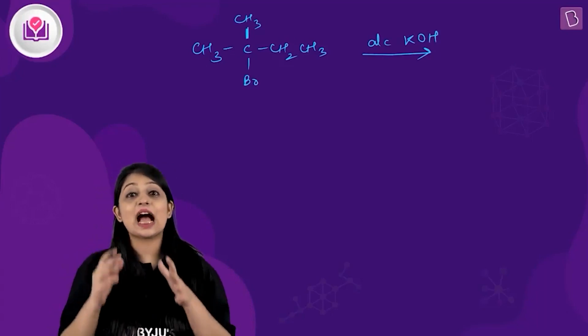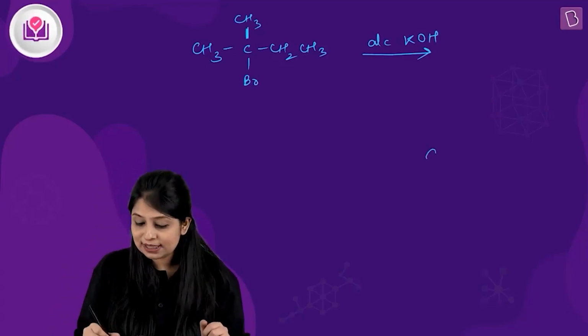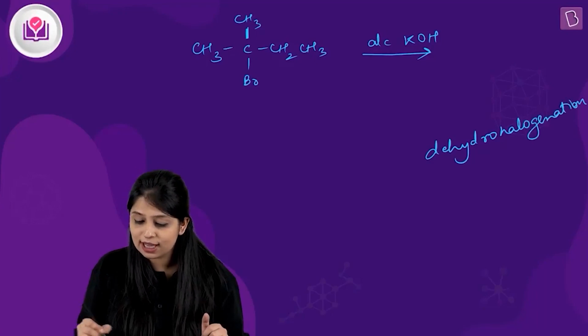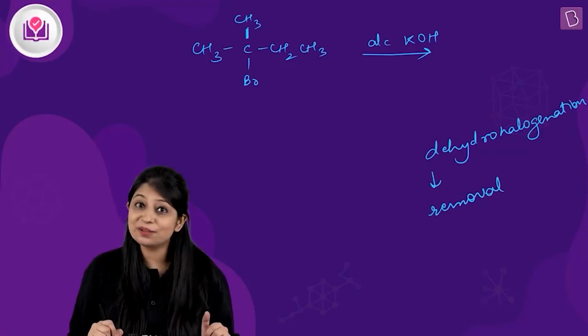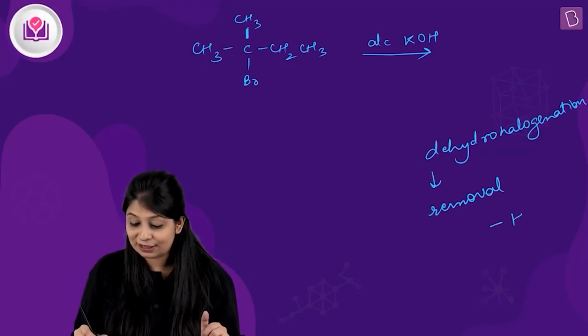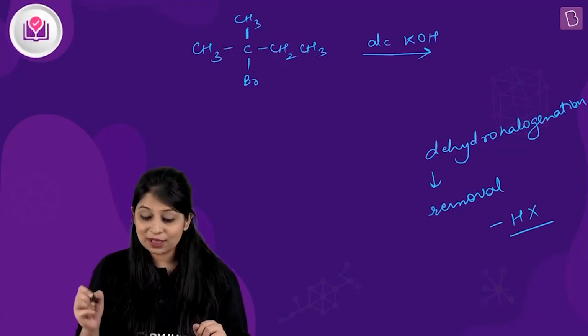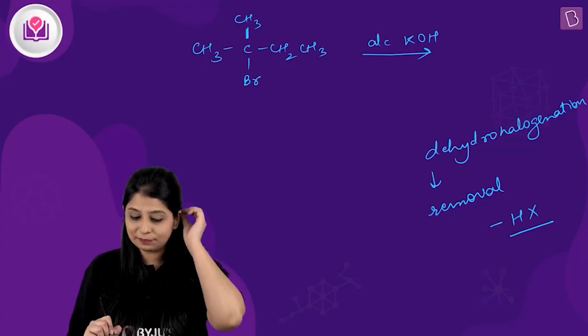Well, this is the reaction for the preparation of alkenes, and this undergoes dehydrohalogenation. What do we mean by dehydrohalogenation? De means removal. And what are we removing? We are removing hydrogen and halogen, that is HX, which is bromine in our reaction here, right?